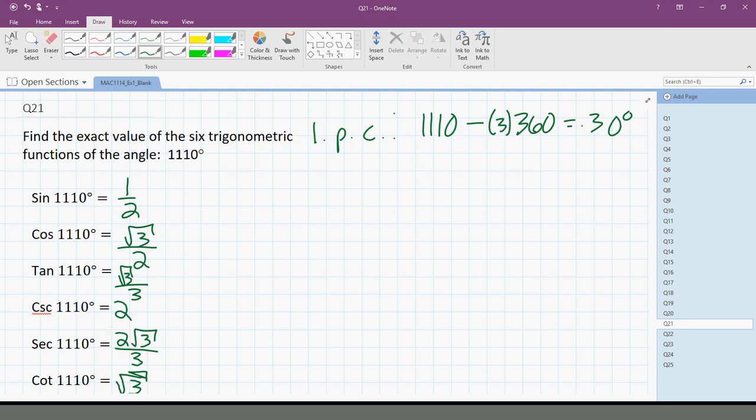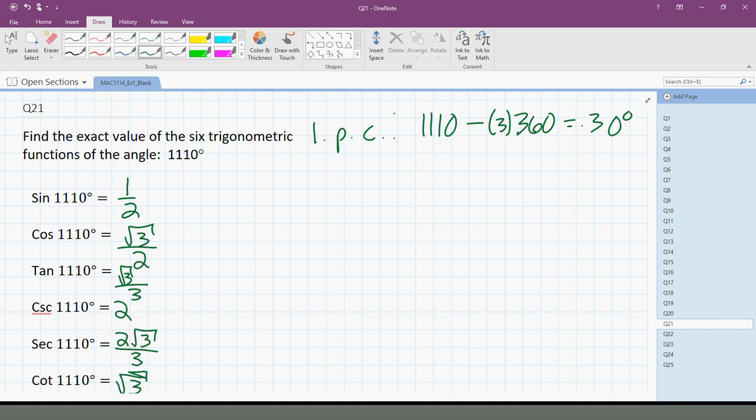But you know how if you sine of 30, if you sine of 1,110, you still get it? Yes, absolutely, because they're all coterminal angles. So yes, if you take sine of 1,110, you do get a half.